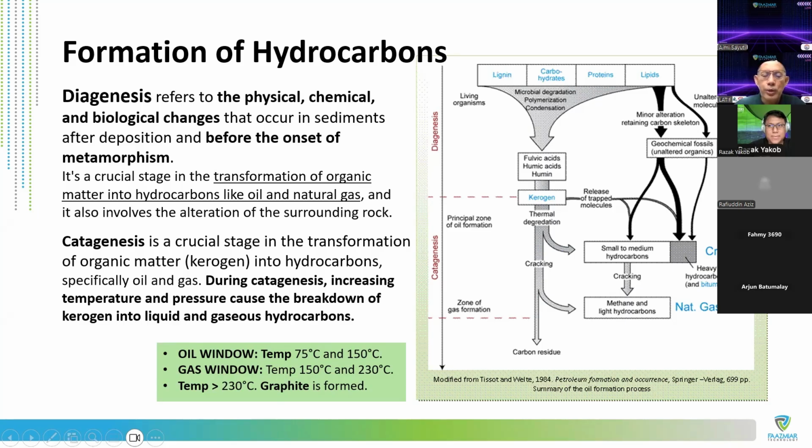If it's too hot, then most of this hydrocarbon will be converted to graphite. It becomes of no value at all. It's been converted to non-commercial graphite at certain depths. Okay, so that's the formation of hydrocarbon.